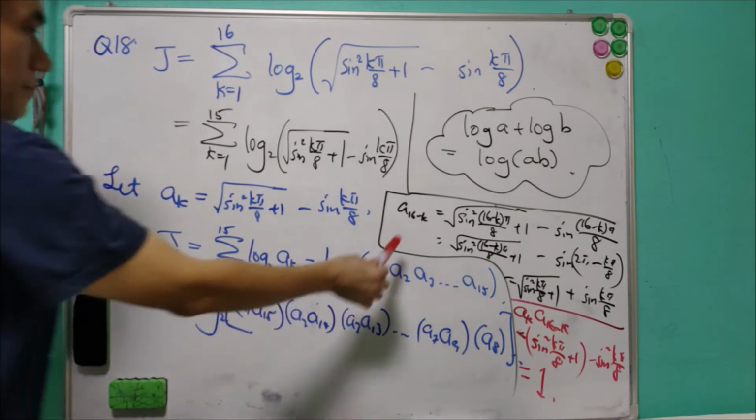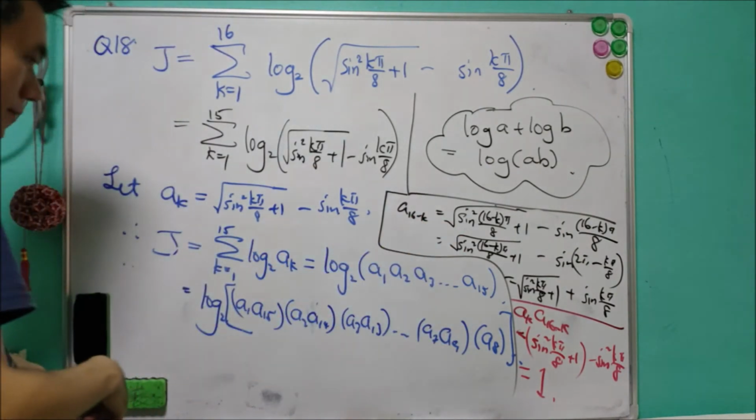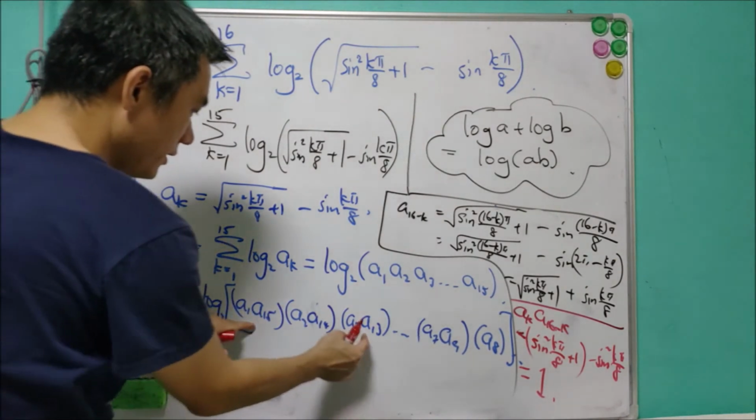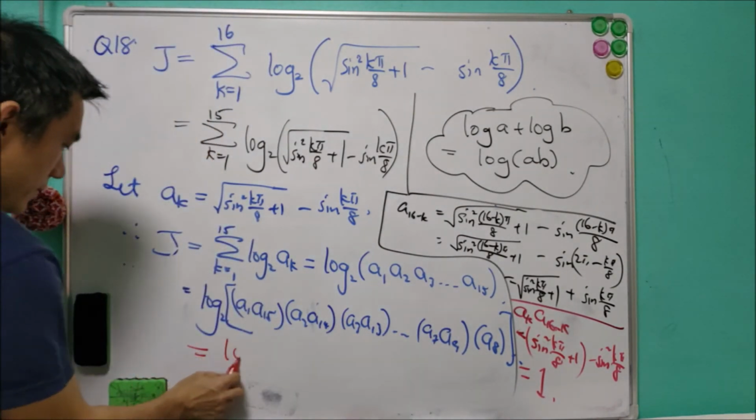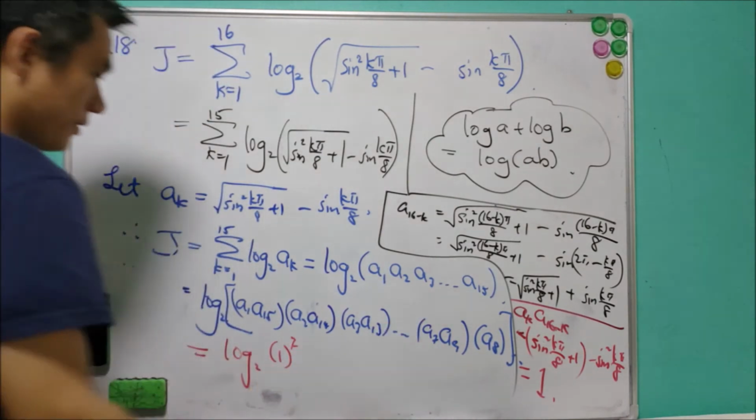Now, this applies to all k from 1 up to 7. So each of these is equal to 1. Each of these is equal to 1. So we have 1 to the power of 7.